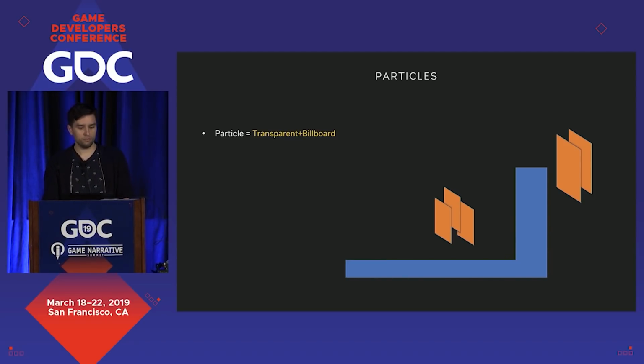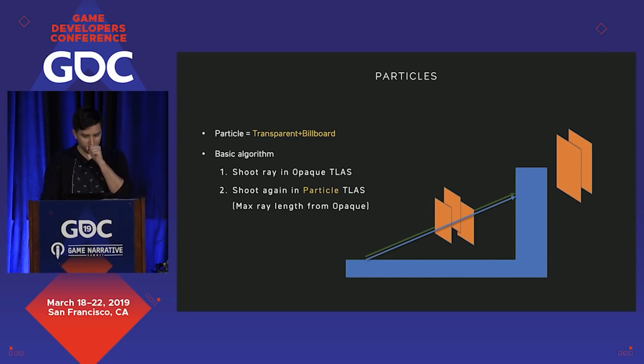To render them in ray tracing, it's quite a basic algorithm. You shoot a ray in the top-level acceleration structure containing all of your opaque geometry. Then you have a second acceleration structure containing all your particles. You shoot a ray with the same max t, and you find the first intersection, calculate the alpha and opaque value, and from that point, you trace to the next plane and keep accumulating the alpha and opaque value, and you repeat this process until you find no more intersections. Once you're done, if you have any alpha left, you simply blend with the opaque hit, right?